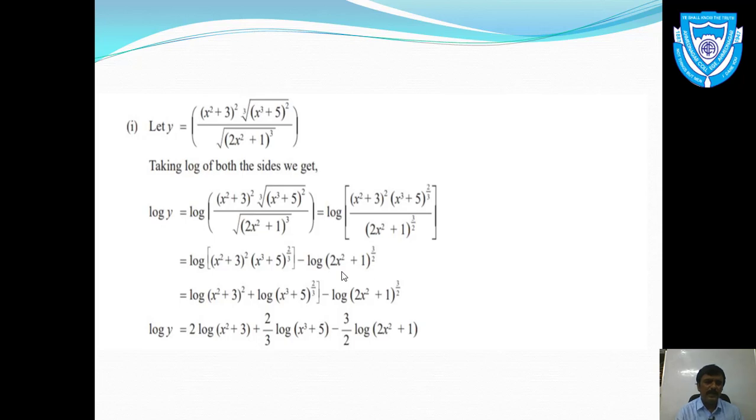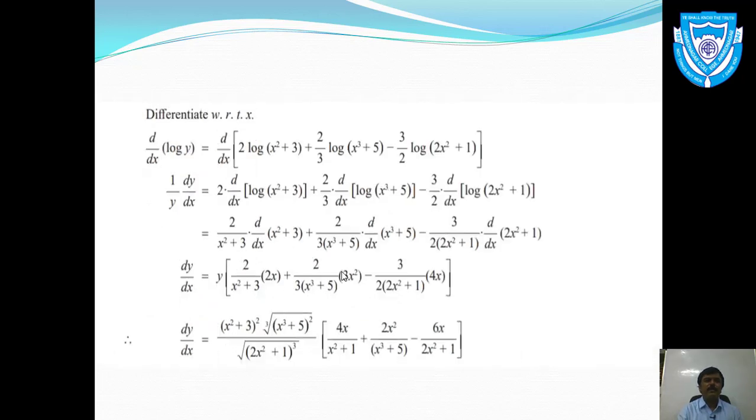Look at the last line, that is log y is equal to 2 log of (x square plus 3) plus 2 upon 3 into log of (x cube plus 5) minus 3 upon 2 log of (2x square plus 1). This is how, using the properties of logarithm, we have simplified the given complicated function into a simple form. The question is, can we simplify it more? No. Up to this we can simplify using the properties. Now let us start finding its derivative.